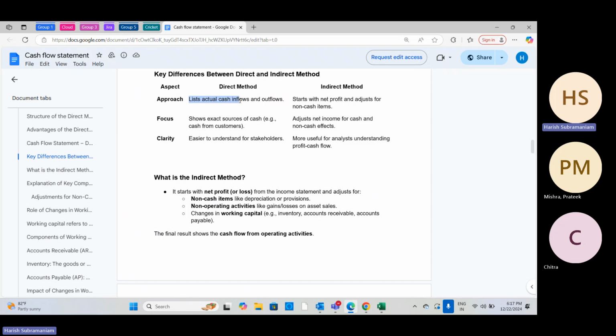So in the direct way, the actual cash inflows and outflows are very clearly listed, whereas the indirect method will start with net profit and adjust for non-cash items. We'll look at this. This shows the exact sources of cash, from where we have got. Is it from the customer? Is it to supplier? Is it to salary and all? But here, for net income to cash, there are some adjustments that are made, right? And we'll look at what these adjustments are and so on. This is easier to understand for stakeholders, and this is generally used by analysts to understand.